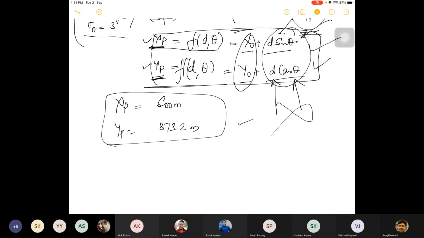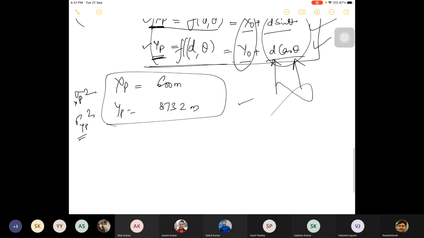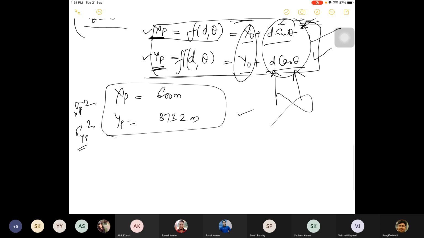But that is not my question. My question is how would you compute the associated sigma xp square, sigma yp square? Considering this as a non-linear model, because this is d sin theta, d cos theta. These are all non-linear functions.